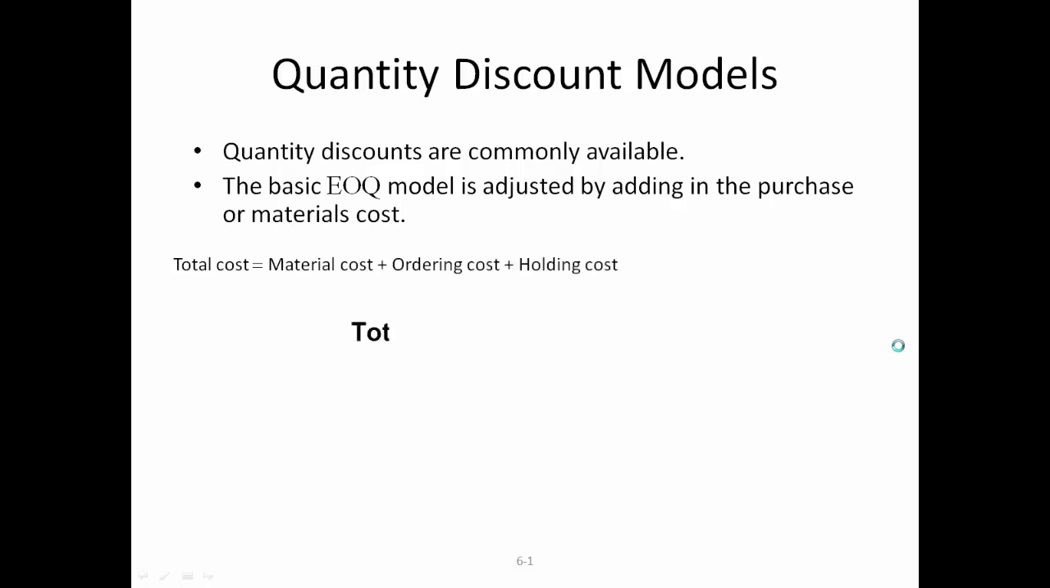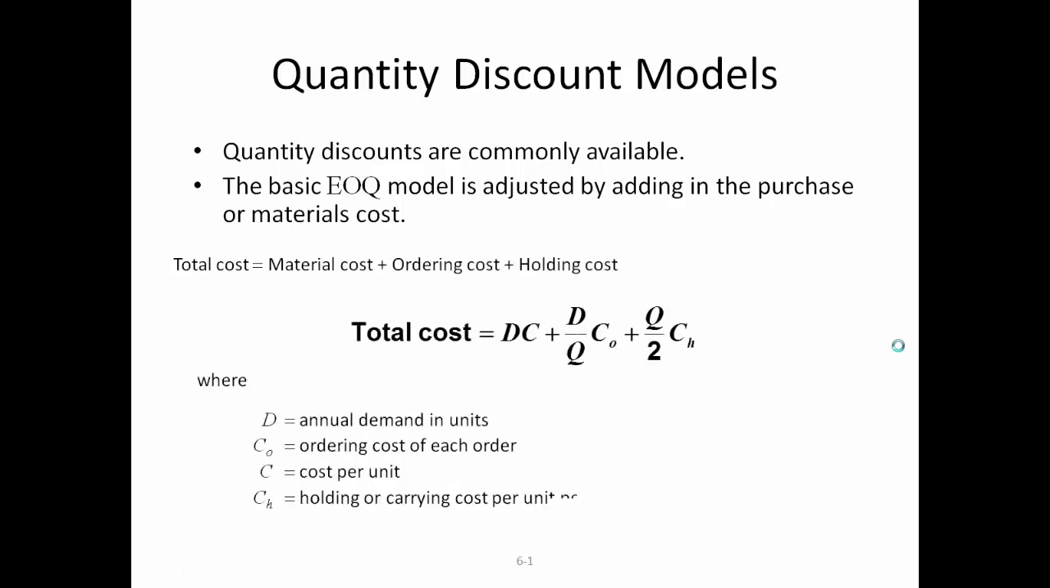In this section, we will talk about quantity discount models. As you well know, the more you buy, the more of a discount you can get. So we're going to apply this knowledge to our economic order quantity model. In most cases, you can find quantity discounts are available. So what do we have to do in order to adjust for these quantity discounts?